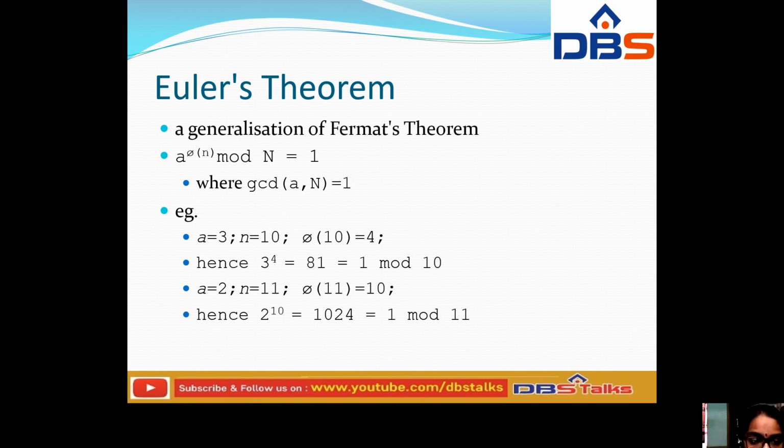If you take the example a is equal to 3, n is equal to 10, phi of 10 is equal to 4. Hence 3 power 4 is equal to 81, that is 1 modulo 10. And a is equal to 2, n is equal to 11, phi of 11 is equal to 10. Hence 2 power 10 is equal to 1024, that is 1 modulo 11. This is a generalization of Fermat's theorem.